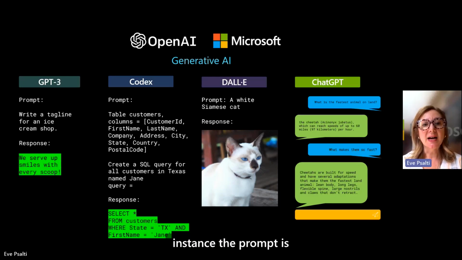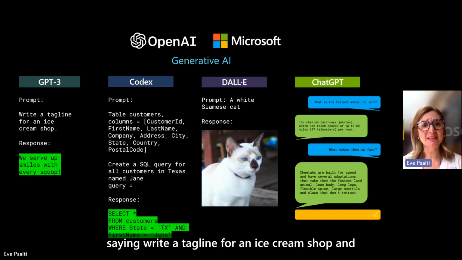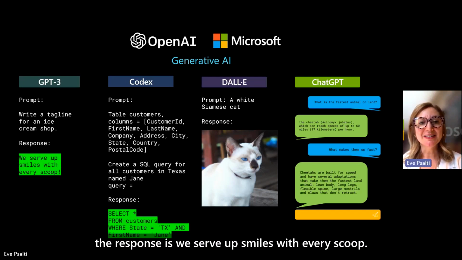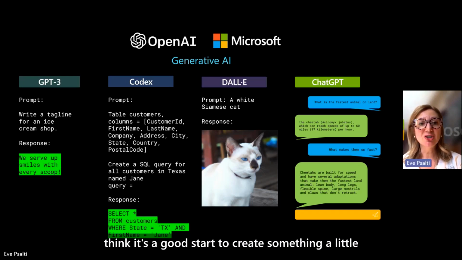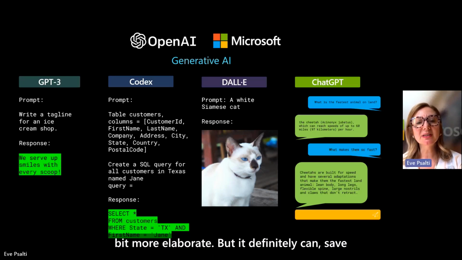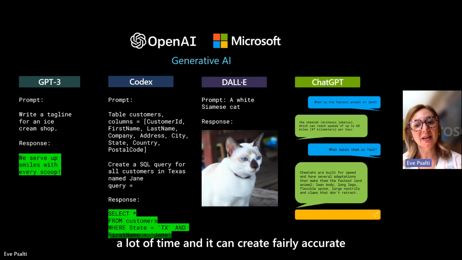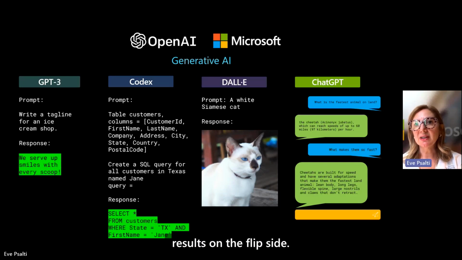So in this instance, the prompt is saying write a tagline for an ice cream shop, and the response is we serve up smiles with every scoop. Is it absolutely perfect? Probably not. So I think it's a good start to create something a little bit more elaborate, but it definitely can save a lot of time, and it can create fairly accurate results on the flip side.